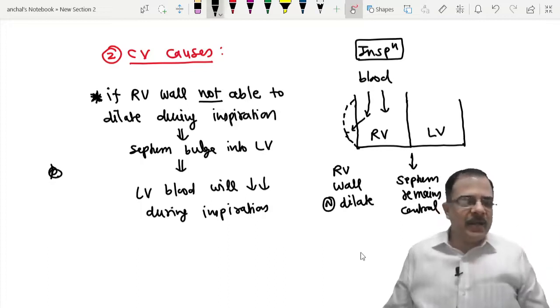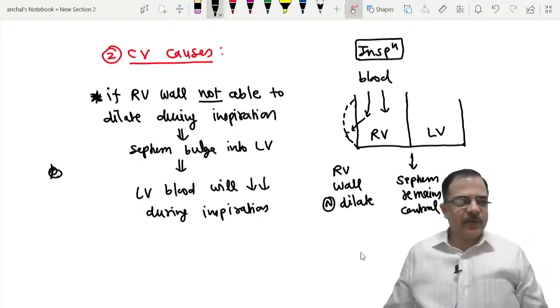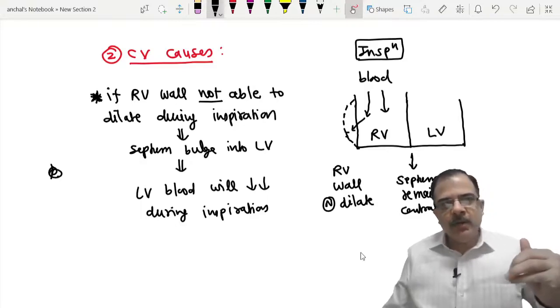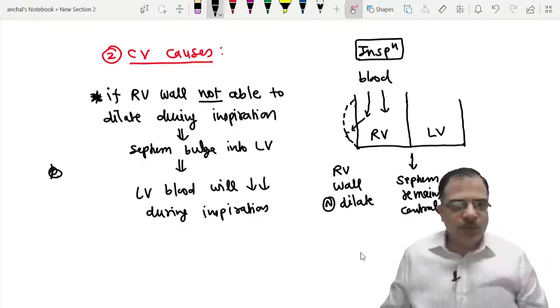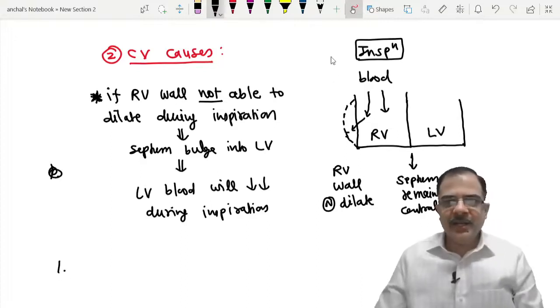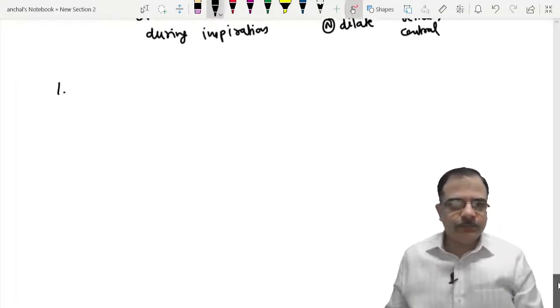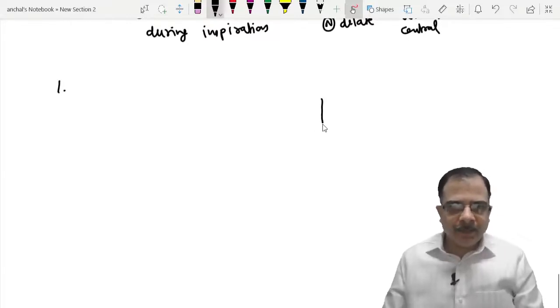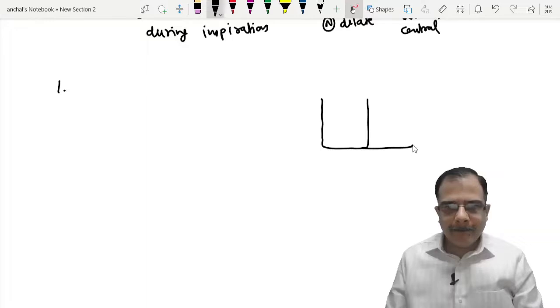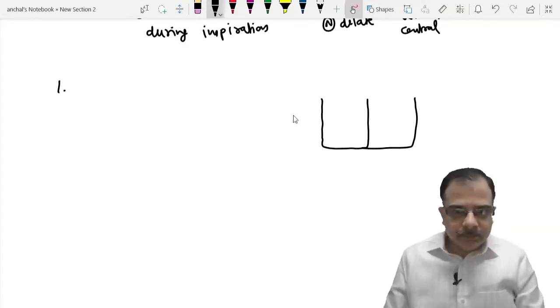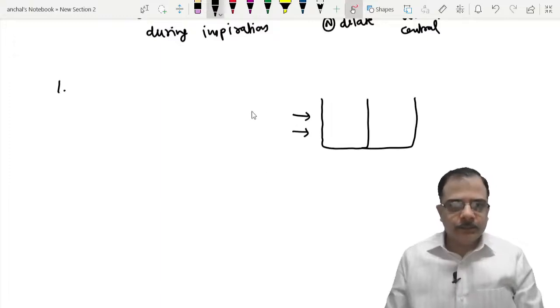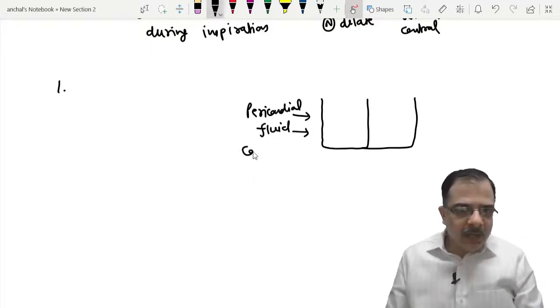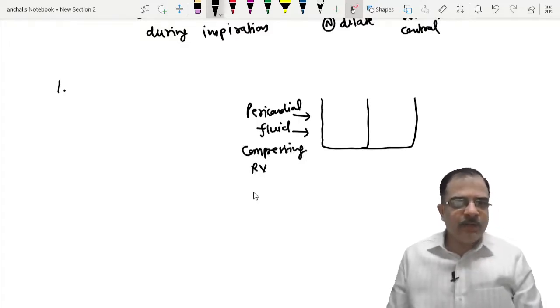So that makes the criteria for the tamponade. Yes, the left ventricle blood will be more reduced. So the number one condition here is pericardial fluid compressing the right ventricle from outside.